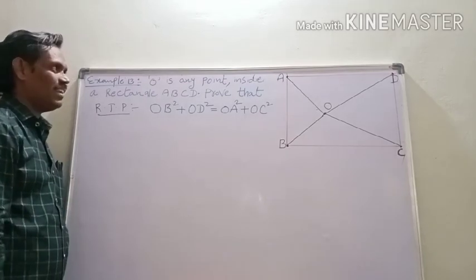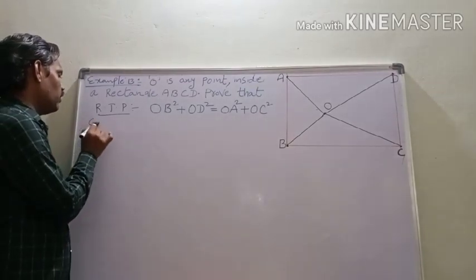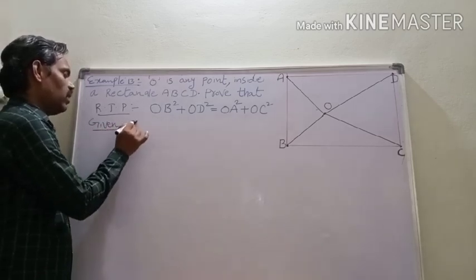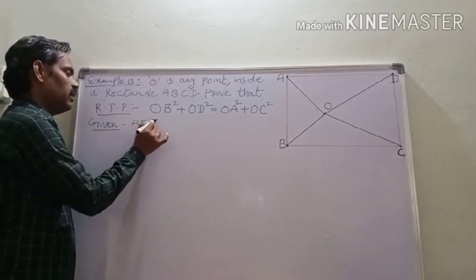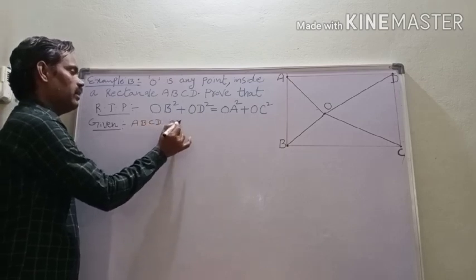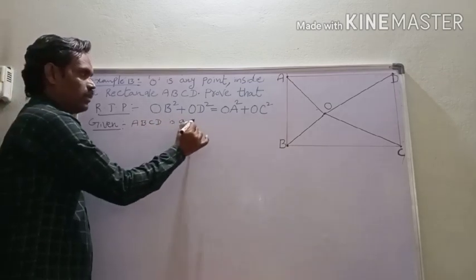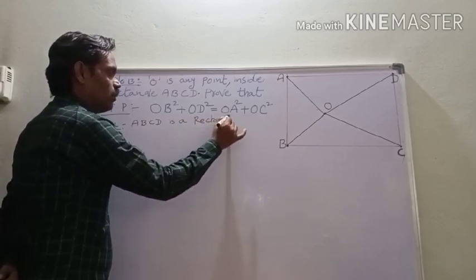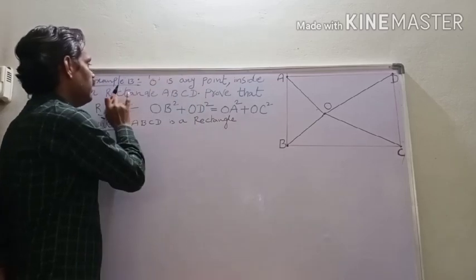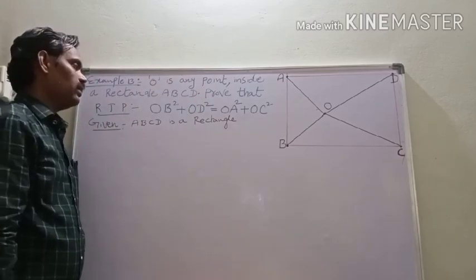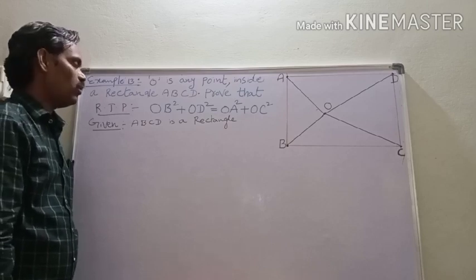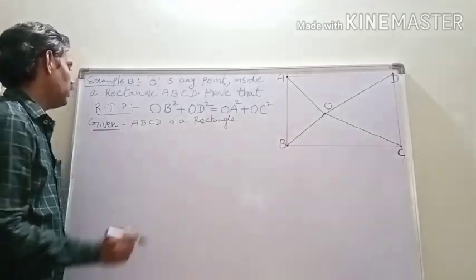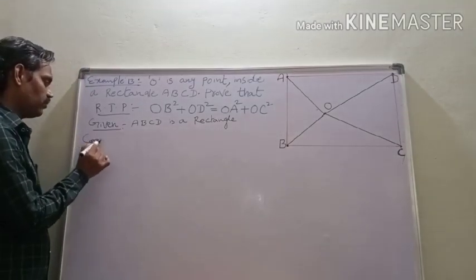So here, what is the given condition? The given condition is very simple. ABCD is a rectangle. So this is given. And one more we have, that is, O is any point inside the rectangle. There is no need to write that one. Before proving this problem, we have to make one construction. Then we go for the construction.